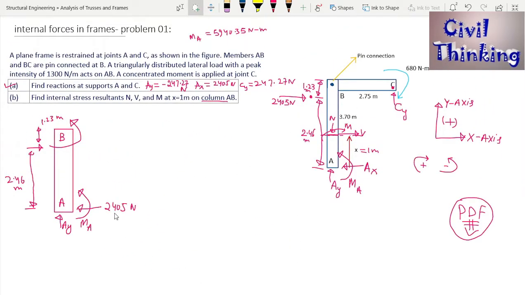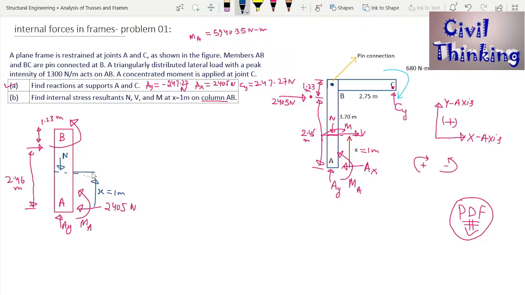Now in this column we have to find internal stress. Basically, it means we have to find the load at x equal to 1 meter. From here to here is 1 meter. I'm talking about this point. We have to find N, the normal force at x equal to 1 meter.